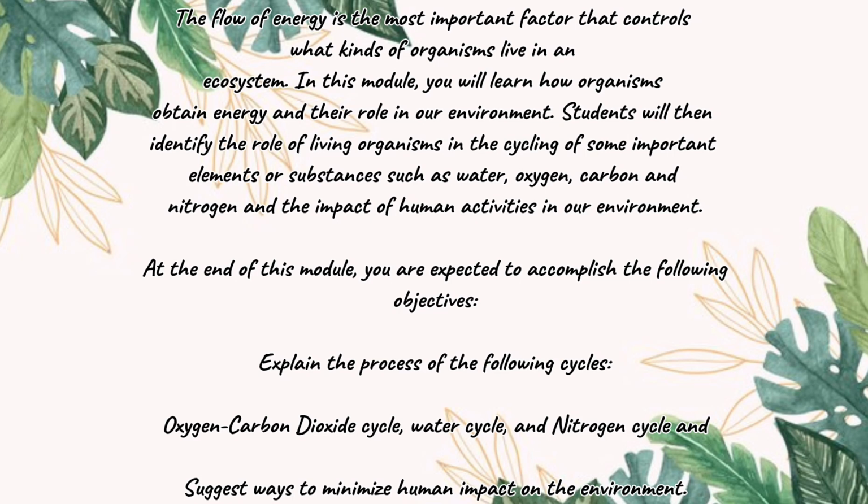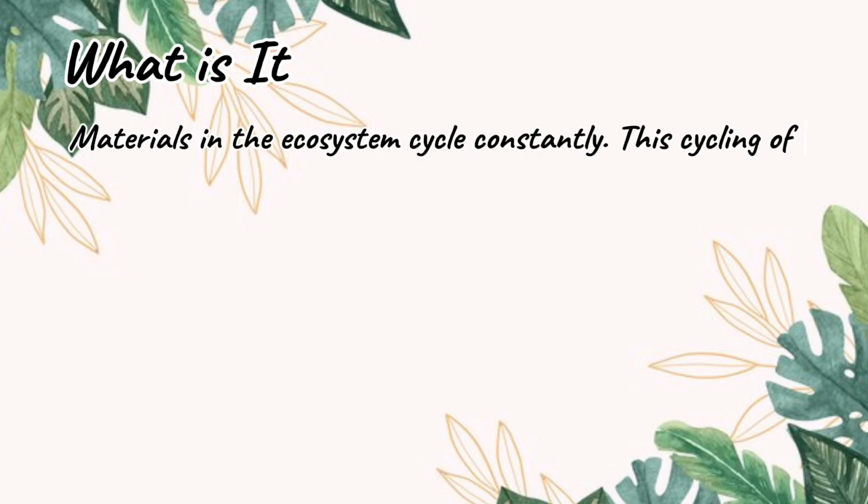At the end of this module, you are expected to accomplish the following objectives. Explain the process of the following cycles: oxygen-carbon dioxide cycle, water cycle, and nitrogen cycle, and suggest ways to minimize human impact on the environment. So to deeply explain the contents of this module, let's continue on what is it.